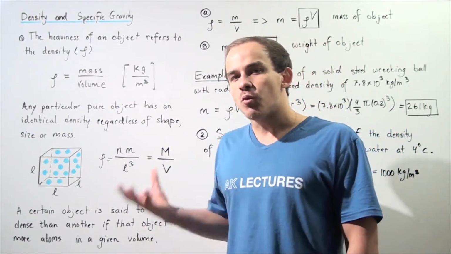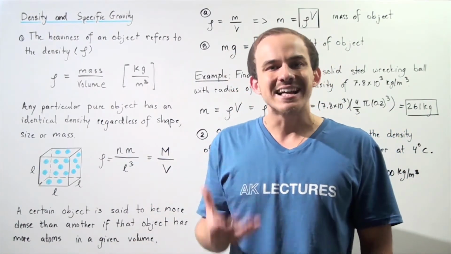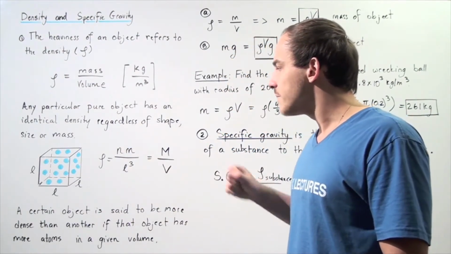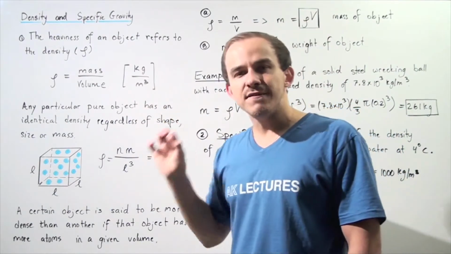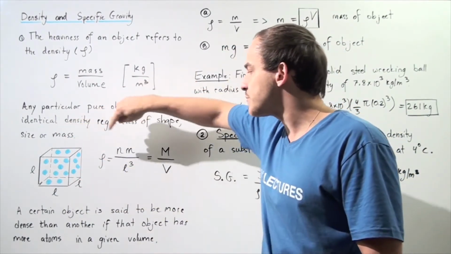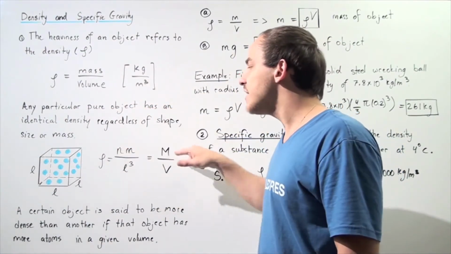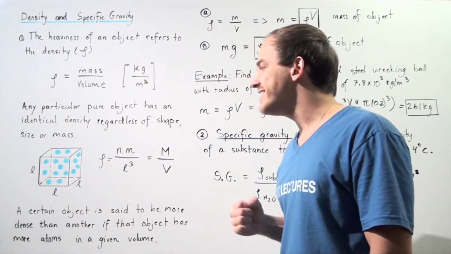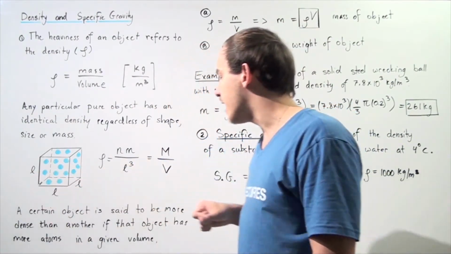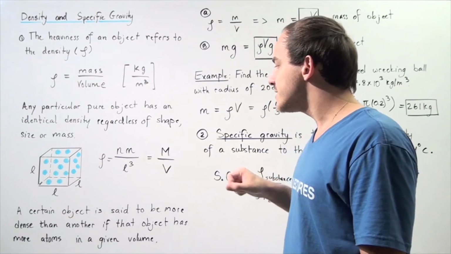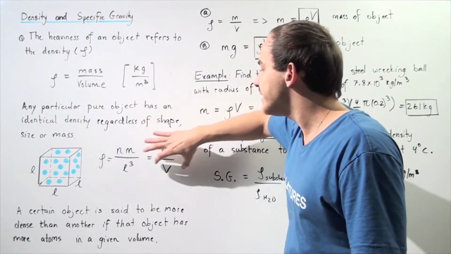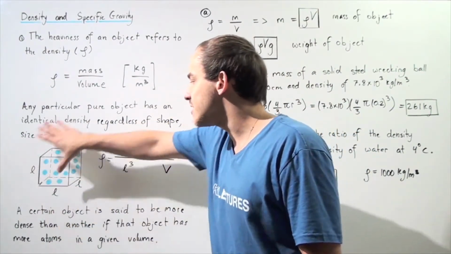Then using those quantities, we can calculate the density of this object using the following formula. We take the mass of the individual atom and multiply it by the number of atoms, in this case N atoms, and divide that by the volume. Because we're dealing with a cube, the volume is simply L times L times L, so L cubed. So this is equal to the total mass of our object divided by the volume that we're considering.